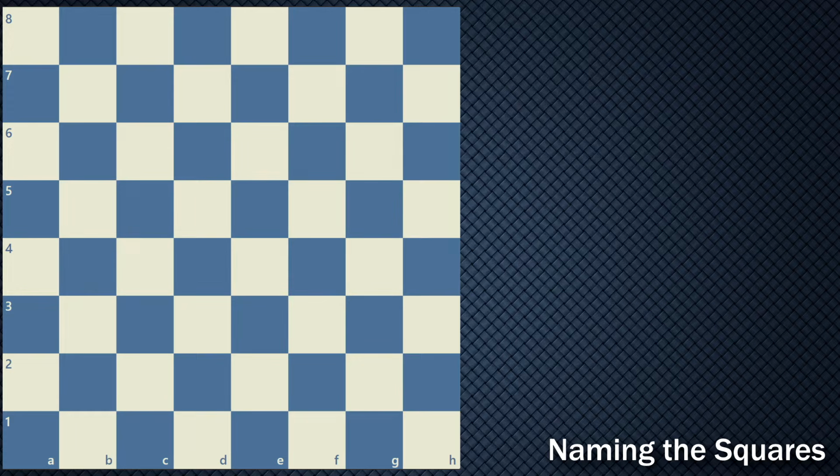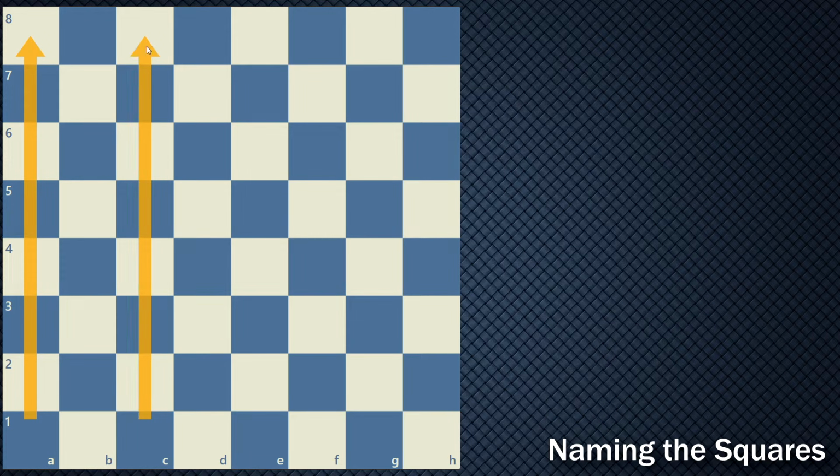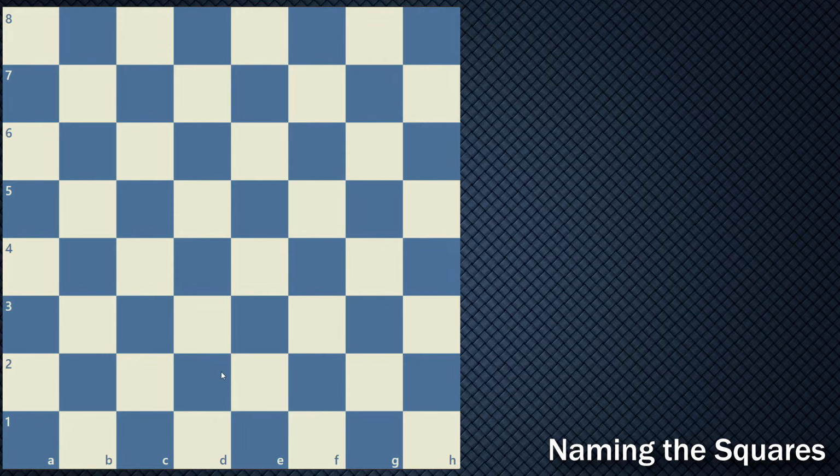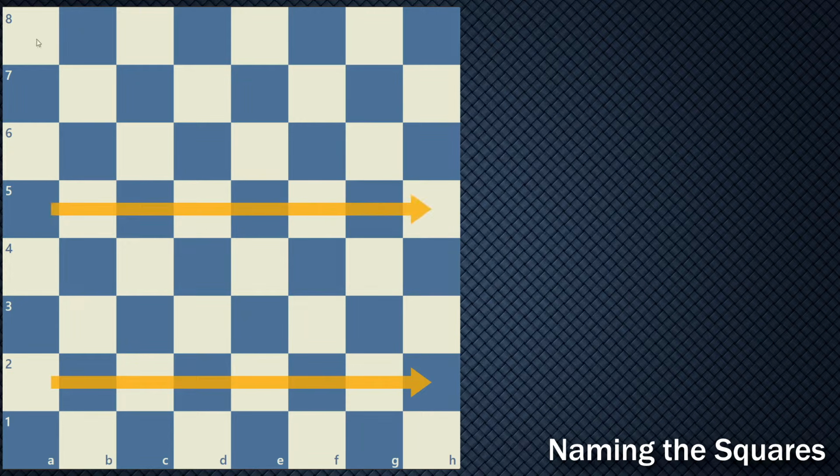The first thing we have to understand is that every single square on the chessboard has a name. If you look at the vertical columns, there are letters at the bottom that tell you what letter each column is. So in this column we have A, we have C, we have F. Looking at each row horizontally, you see the numbers: here you have 2, you have 5, and you have 8 all the way on the top.